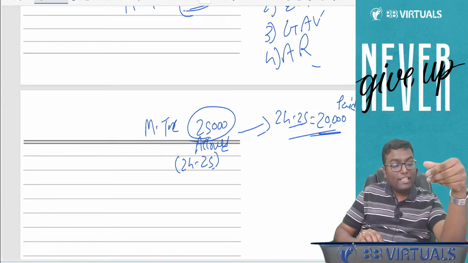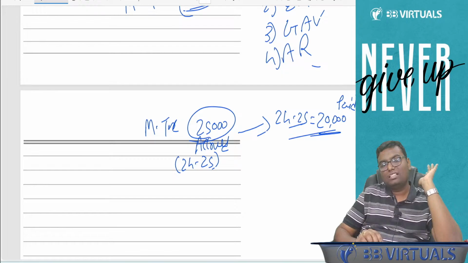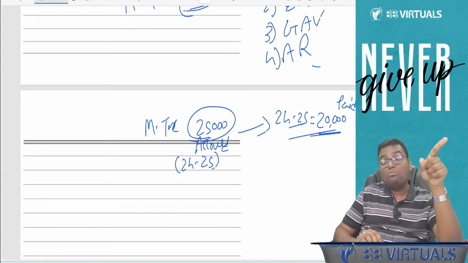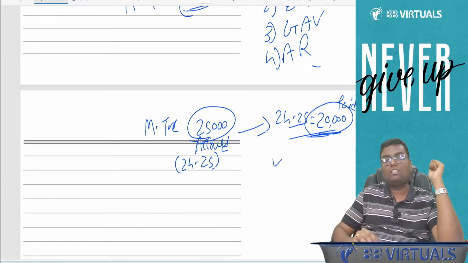So can I say the wording was pretty clear, which we revised 3 to 4 times. Municipal tax paid by owner during the previous year. Here we can't take the deduction on accrual basis. We have to take the deduction only if it is paid. And how much is paid over here? 20,000. So what will be the deduction amount? 20,000.